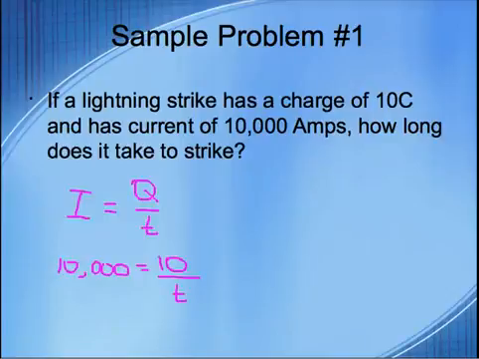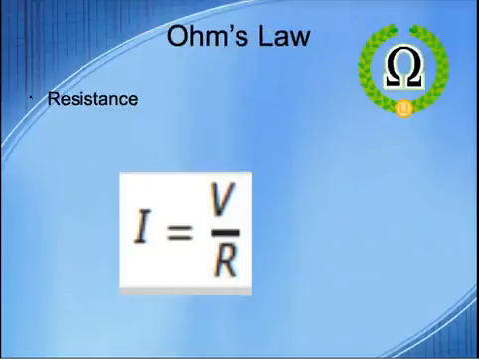So if we have everything placed in the right order, we should have 10,000 for our current equals 10 coulombs of charge over t. And then we need to solve for that variable on the bottom for time. And if we solve correctly, we get 0.001 seconds.